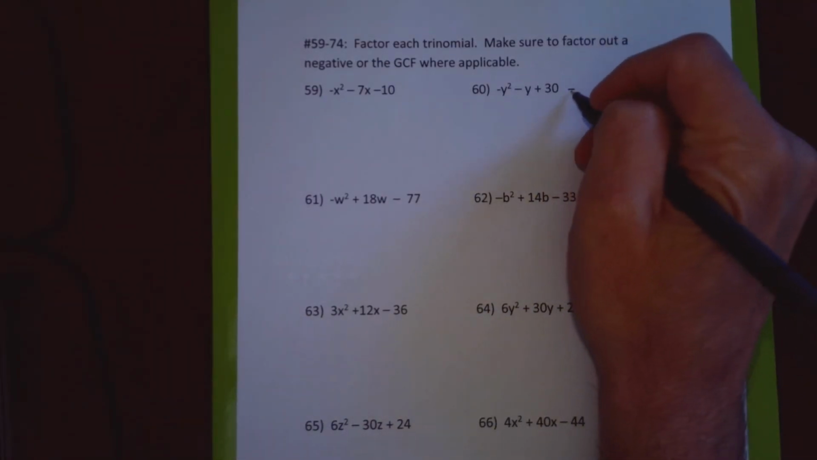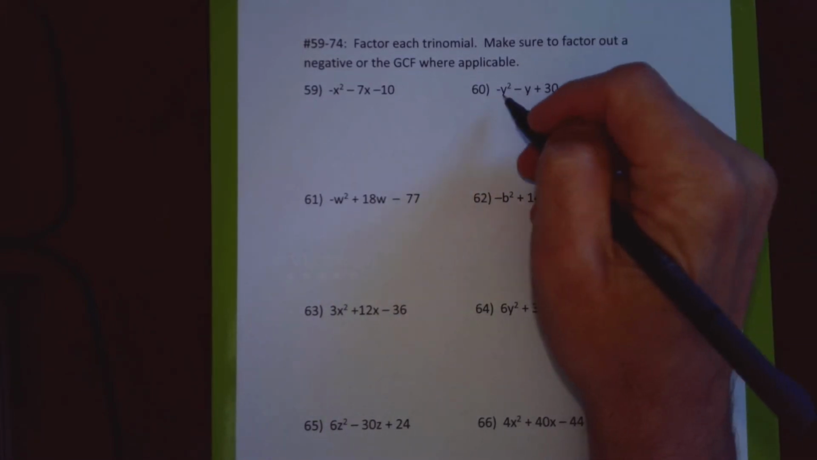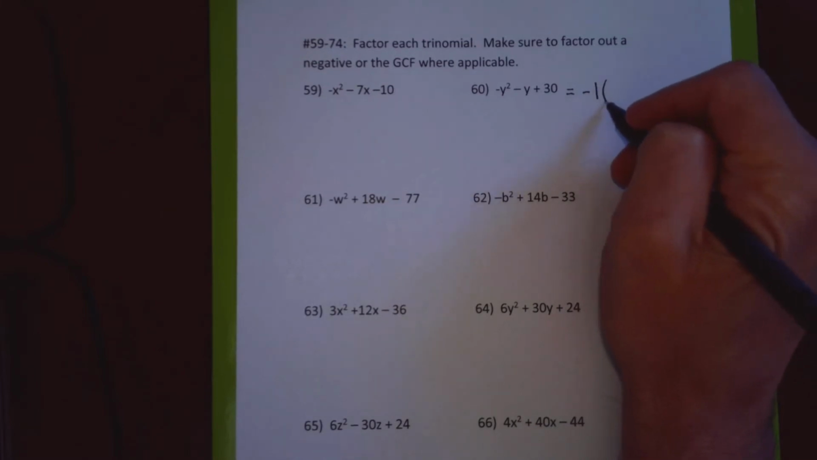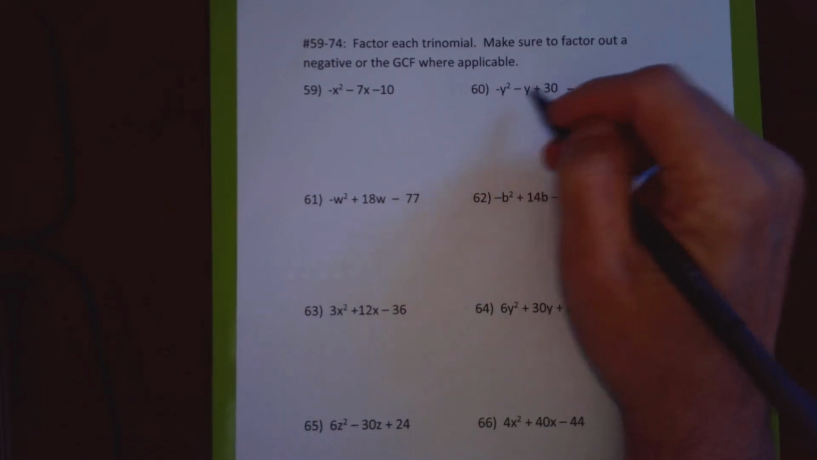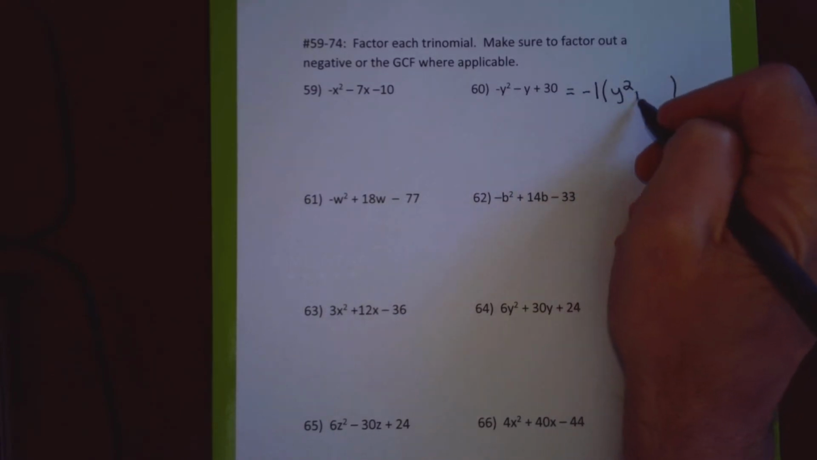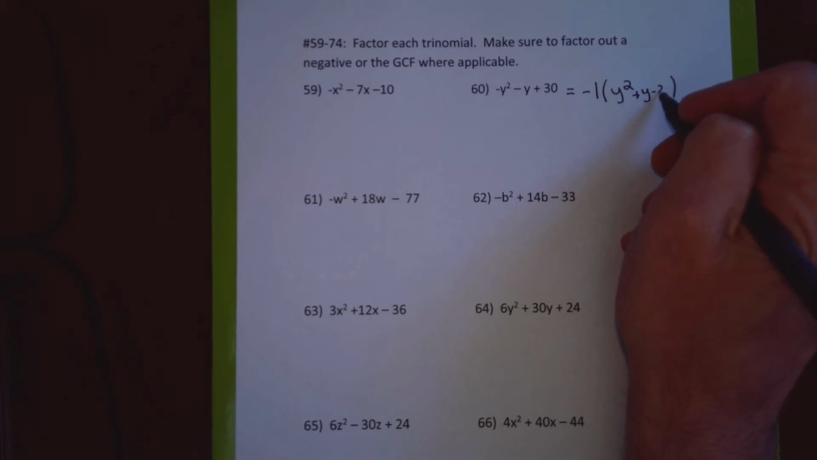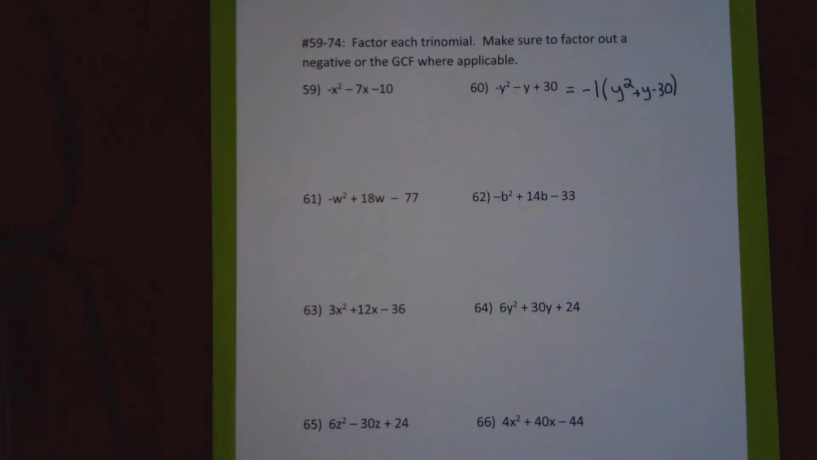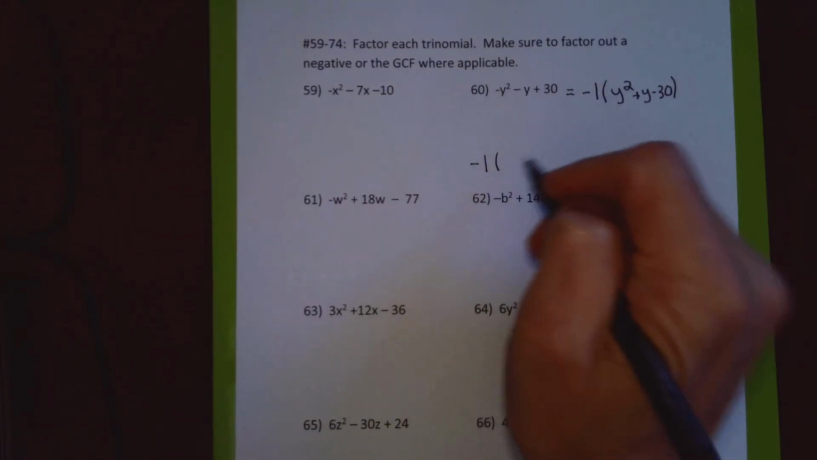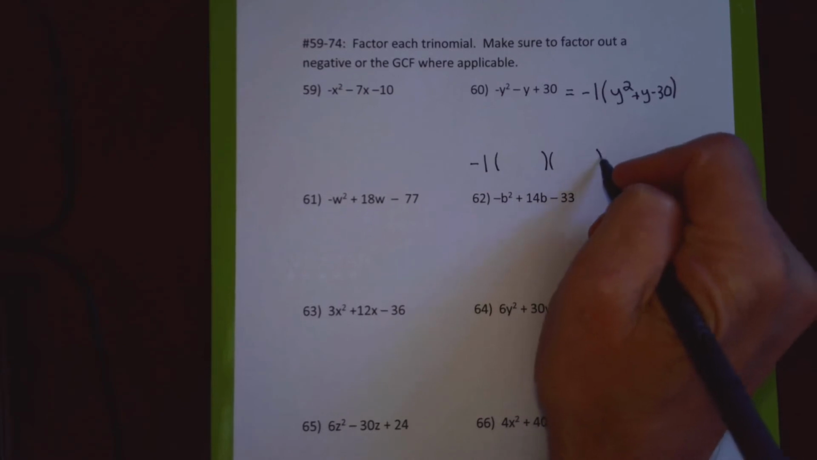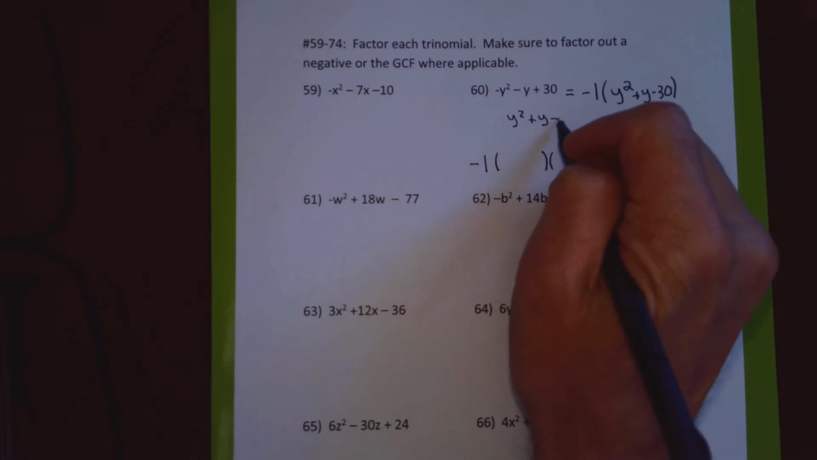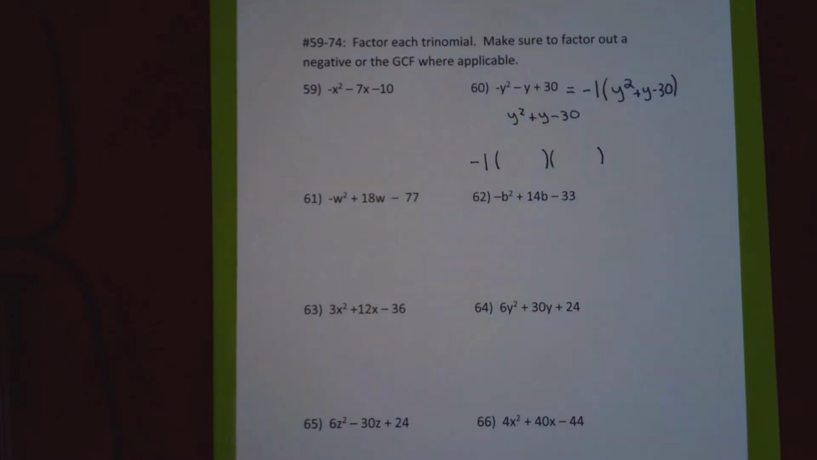So in problem 60, there isn't a common factor, but the first term has a negative. I'm going to factor out a -1. And then I'm going to flip the sign. The negative y squared is going to go to positive y squared. The negative y is going to go to positive y. The positive 30 is going to go to -30. Now, I'm going to ignore this -1, and I'm going to try to break into 2 parentheses the y squared plus y minus 30 that I have in that parentheses.